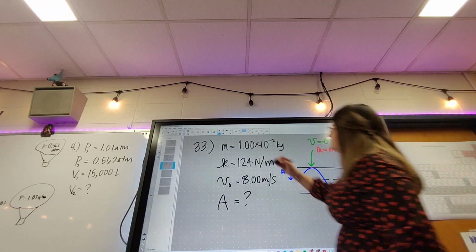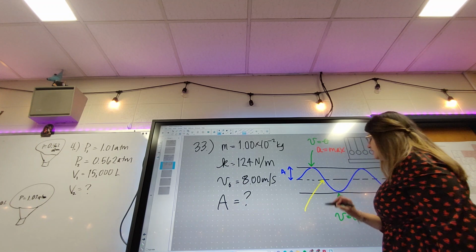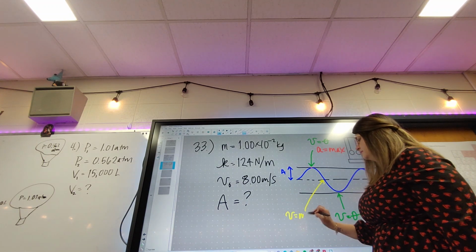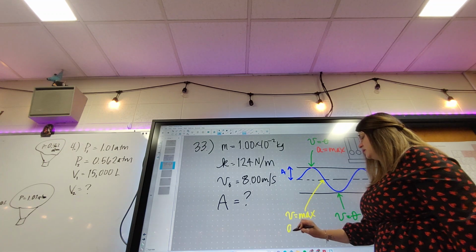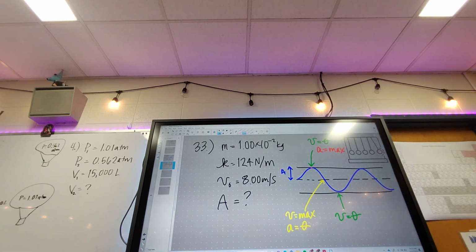At the point in the middle, this is where your velocity is the highest. But acceleration is 0. Because acceleration means change in speed. And if your speed is not changing at that point, you have no acceleration.